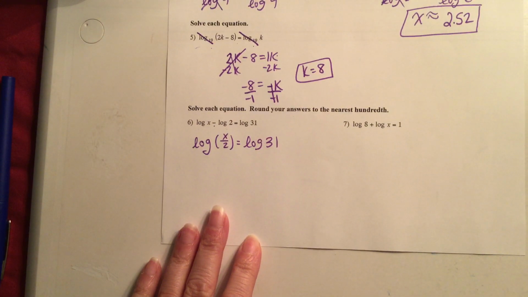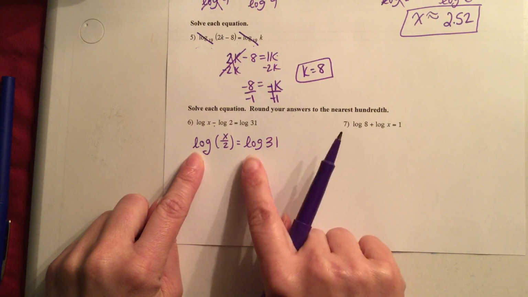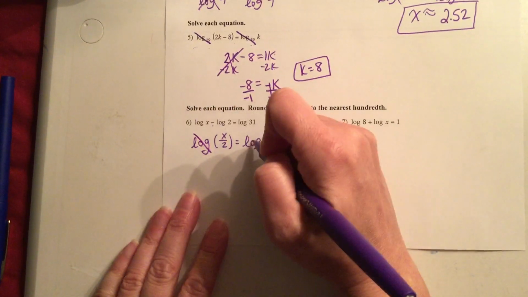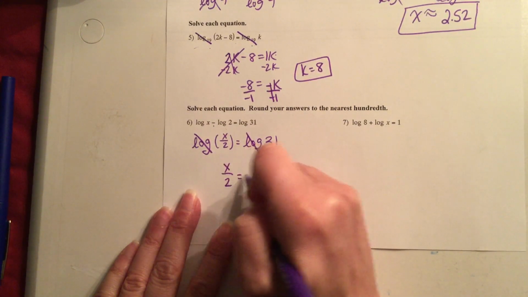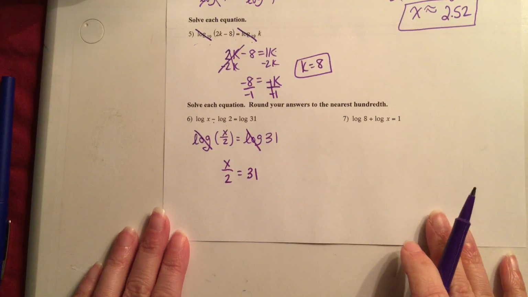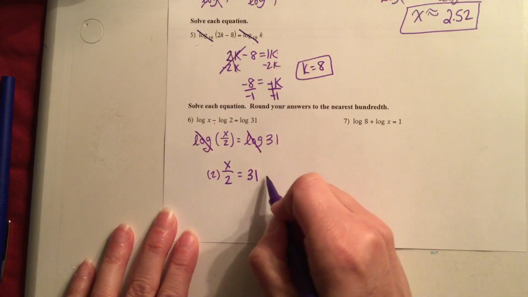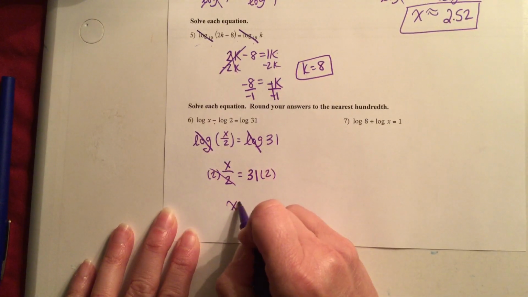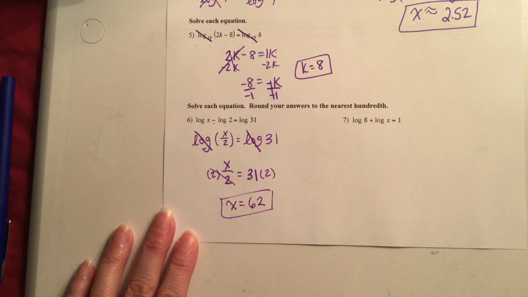Now it's the same as number 5. We just had to condense them first. This side has 1 log, this side has 1 log. They both are a common log, so you can go ahead and cross them off. X over 2 equals 31. Remember, a fraction actually represents the operation of division. So in order to undo division, you have to multiply. 31 times 2 is 62 when you're done.